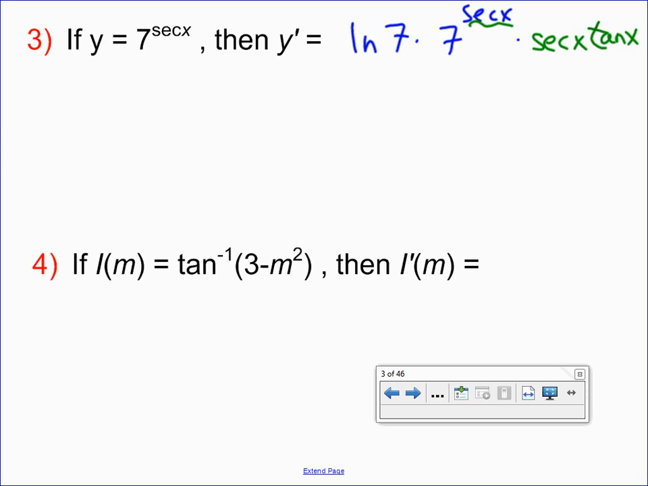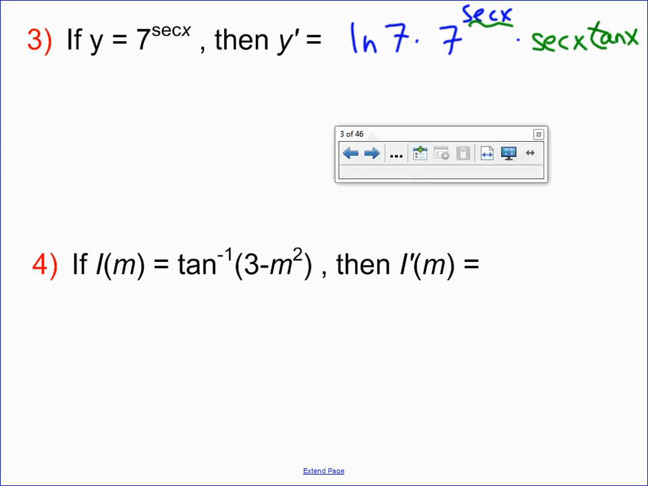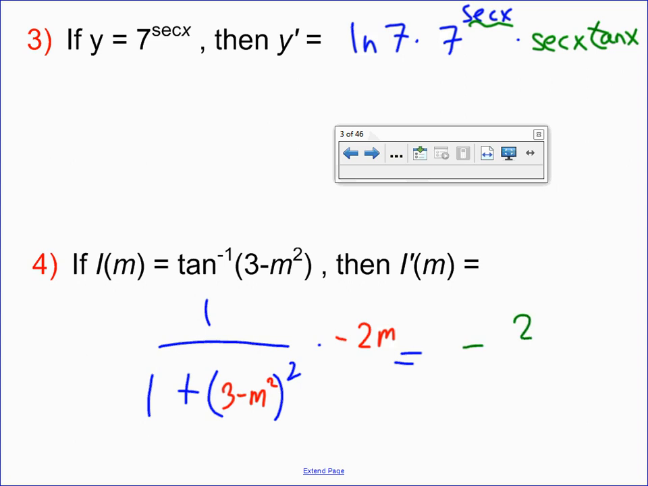And L of m is given by inverse tangent, so we know the derivative of inverse tangent is 1 over 1 plus the input squared times the derivative of the input. It's just that my input is 3 minus m squared, so the derivative of my input is negative 2m. As a single fraction, it looks like negative 2m over 1 plus 3 minus m squared, squared. This could certainly be foiled out, giving you 9 minus 6m squared plus m to the 4th. Combining with that 1 will give you 10 minus 6m squared plus m to the 4th, and that could also appear as one of the choices.